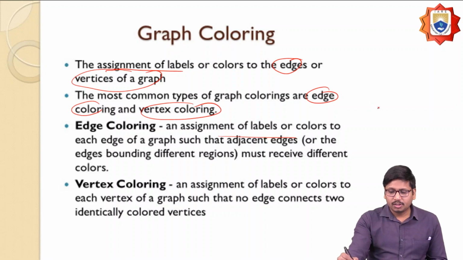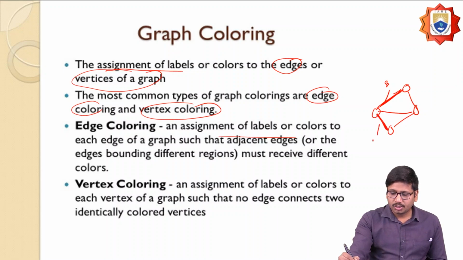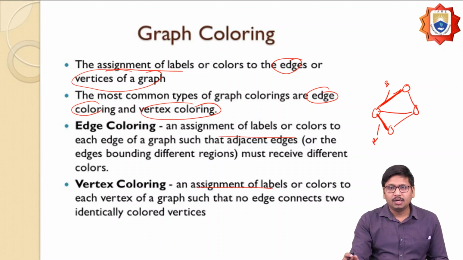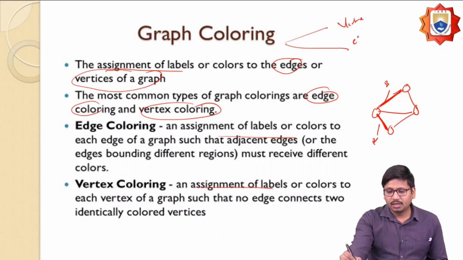That means, whenever I assign a color to the edges of the graph, say one is blue and the next color should be red, then only I can say this is edge coloring. No two edges that coincide with each other should have the same color. And the vertex coloring is also the same thing. Here we make an assignment of labels or colors to each vertex of the graph such that no edge connects two identically colored vertices. That is called vertex coloring. So graph coloring is of two categories: the first one is vertex coloring and then edge coloring.